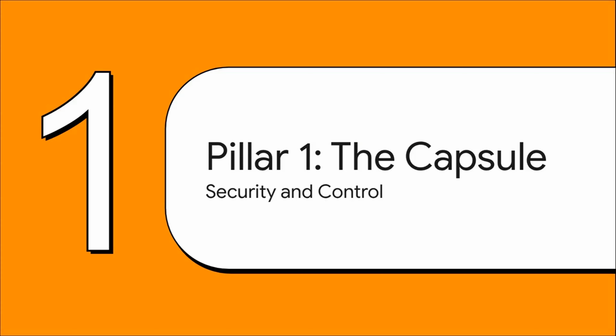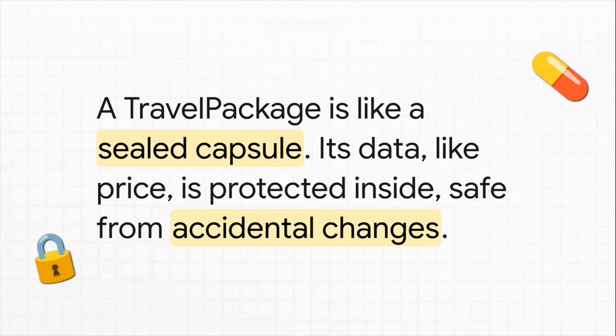The best way to think about it is like creating a safe, sealed capsule for our code. So in our vacation app, we have this thing called a travel package. And inside, it holds really important info, like the price. Now, you definitely don't want some other random part of the program to accidentally change that price to 0, right? Of course not. This capsule makes sure that the data and the rules that manage it are all bundled together, nice and safe from the outside world.